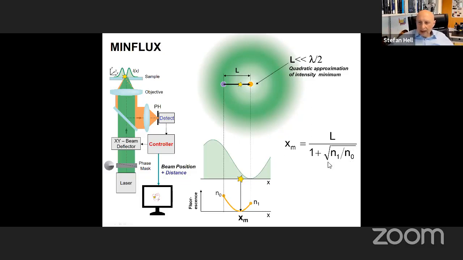divided by unity plus square root of the ratio of the two values that you get at the position of the molecule at the two endpoints. Okay, so you don't need to scan, you just measure the fluorescence at the two endpoints.